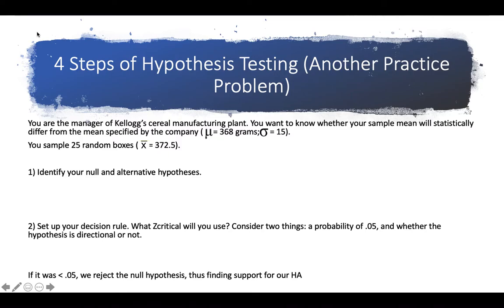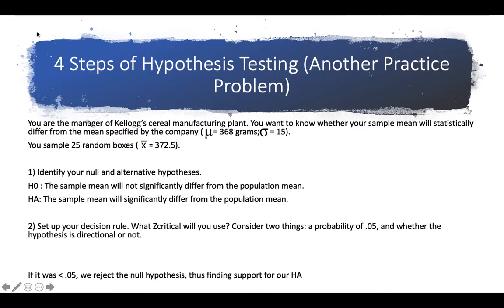So you are the manager of a Kellogg cereal manufacturing plant. You want to know whether your sample mean will statistically differ from the mean specified by the company, which is 368 grams with a standard deviation of 15. You sample 25 random boxes and find a mean of 372.5. So let's identify our null and alternative hypotheses. Our null, the sample mean will not significantly differ from the population mean. Our alternative is the sample mean will significantly differ from the population mean.